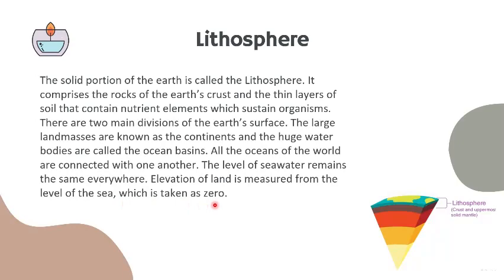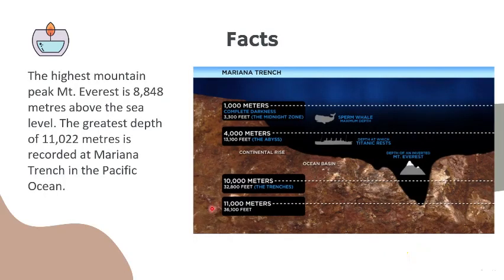The lithosphere is connected with each other. That means that every continent is connected with each other. The only difference is that now water has flowed on top of it. Facts: the highest mountain peak is Mount Everest, which is 8,848 meters above the sea level. The greatest depth of 11,022 meters is recorded at Mariana Trench in the Pacific Ocean. As you can see, even if we invert Mount Everest, it will still not fill up the depth of the Mariana Trench.